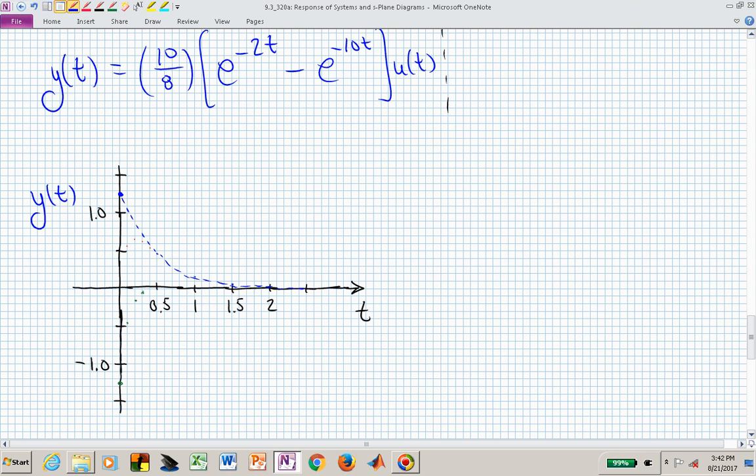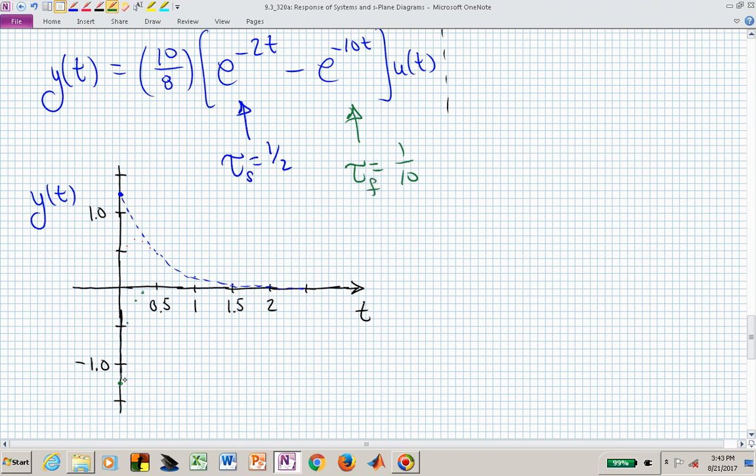We're subtracting from that the e to the minus 10t, so after the time constant there, here our time constant is 1/10. Here our time constant was 1/2. And I would maybe then venture to say that this is our slow time constant, this is our fast time constant.